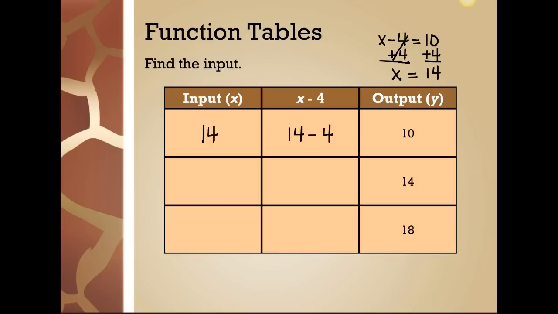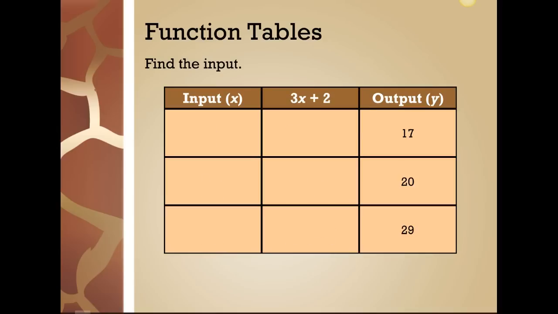So in order to get our input, we do the reverse of the function rule. Since we are subtracting 4, in order to find the input, we will have to add 4. Next, let's go to 14. 14 plus 4 is 18, so that will be our input. 18 minus 4 equals 14. And finally, we will add 4 to 18, which gives us 22. 22 minus 4 equals 18.